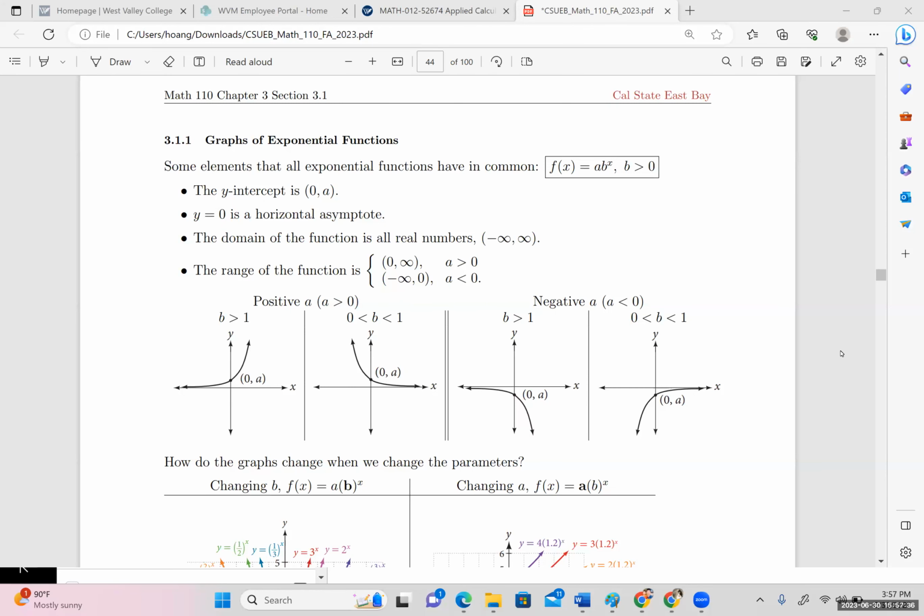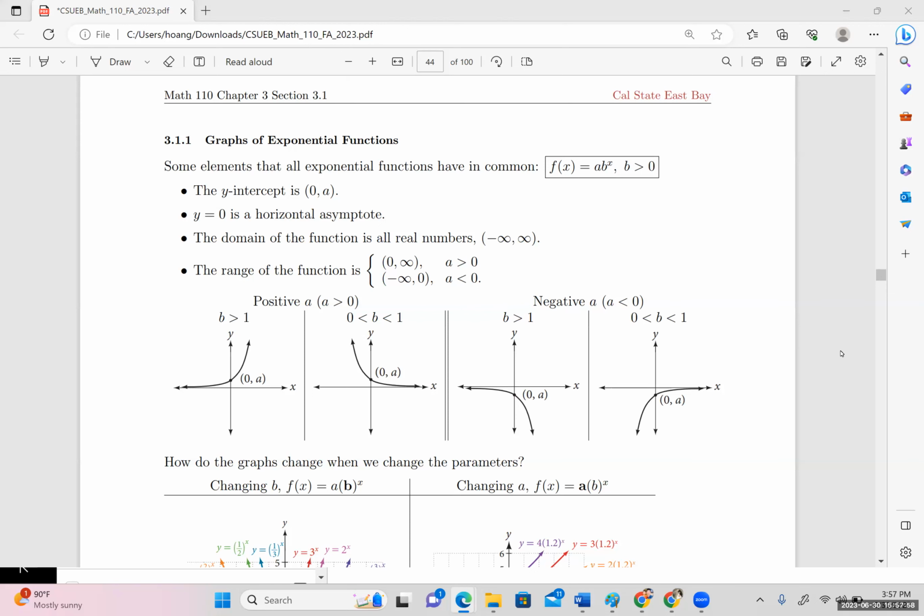Hello, class. So I'm coming to section 3.1 and point one. Actually, this one is in section 3.1, but I want to separate that and make this a small topic, what we call graphs of exponential functions.